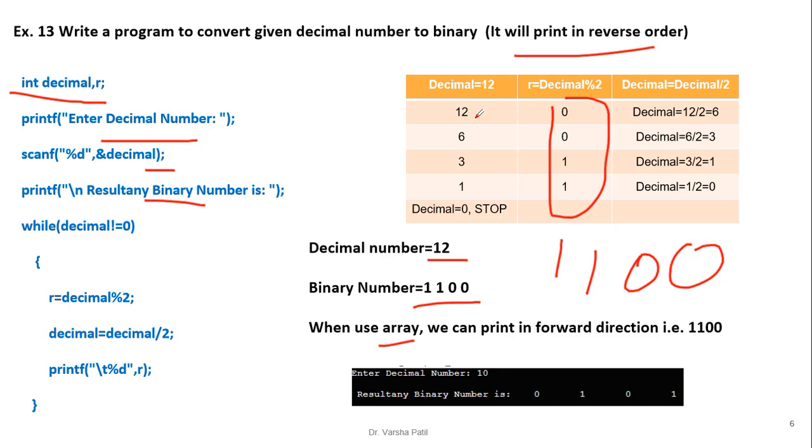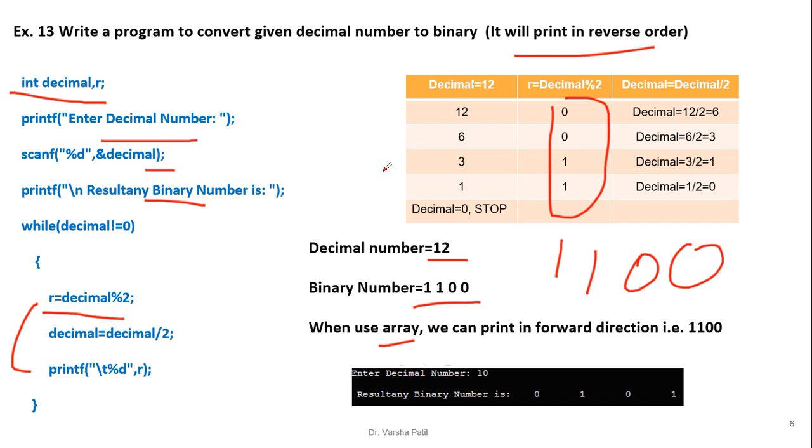When we divide the number 12 by 2, the remainder is 0. So when the remainder is 0, that is printed. See, r is equal to decimal mod 2, and we are printing that r value. But next time we don't want the number 12, we want the reduction. That reduction is nothing but the quotient.